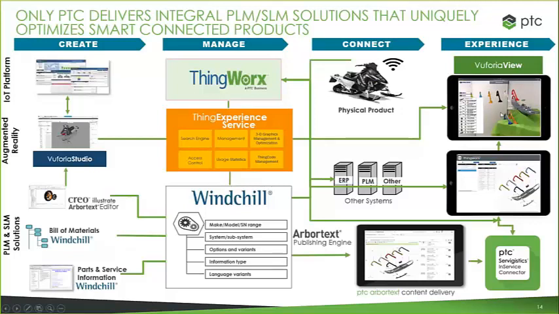For example, this is a ski that goes on a snowmobile, and we've got the same parts listed inside of the PTC Arbortext Content Delivery Solution, and it's the same one that's being viewed in a ThingWorx Mashup, and it's the same one that can be asked for or retrieved through the augmented reality experience.